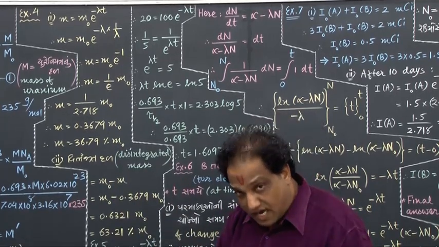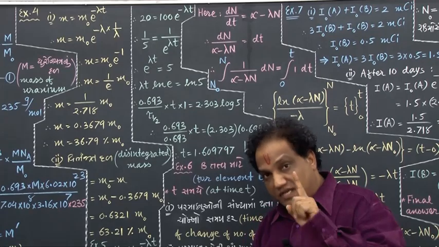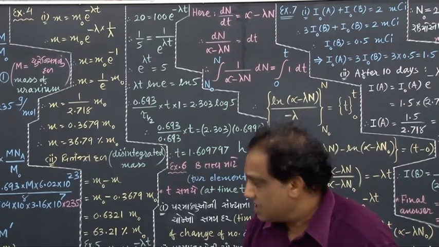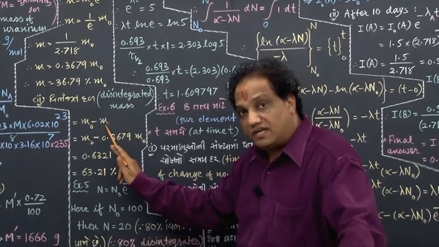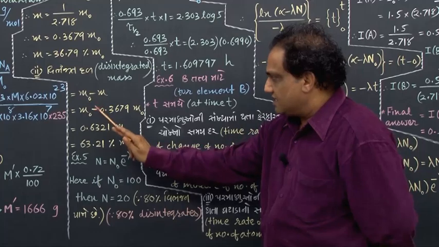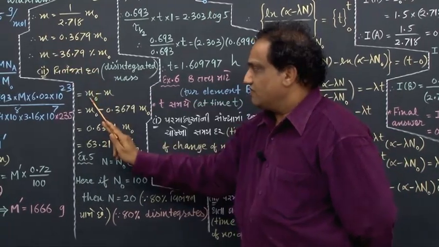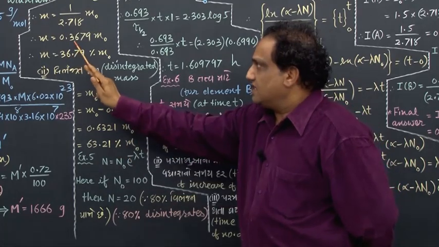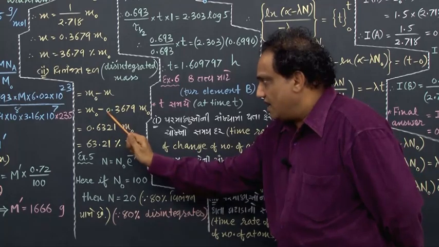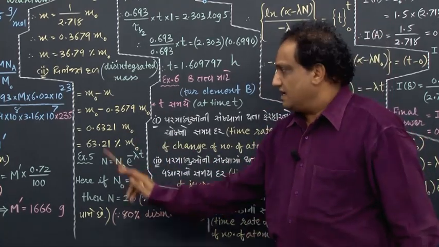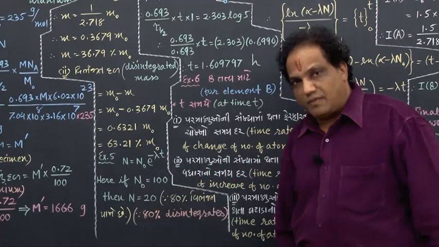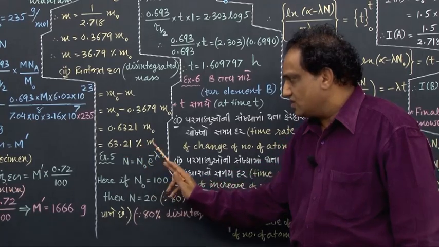Correct? And now they have also asked for the disintegrated mass. Remember, disintegrated mass is always m0 minus m. That is initial undisintegrated mass minus final undisintegrated mass. Initial undisintegrated mass was m0. Final undisintegrated mass is m. m0 minus m will give you the disintegrated mass. What is the value of m? Because this value is without percentage, this should also be written without percentage. It is 0.3679 m0. If you take m0 common, inside the bracket 1 minus 0.3679, it is 0.6321. That many m0. If you want this in percentage, multiply by 100%. Then it is 63.21 percent of m0.